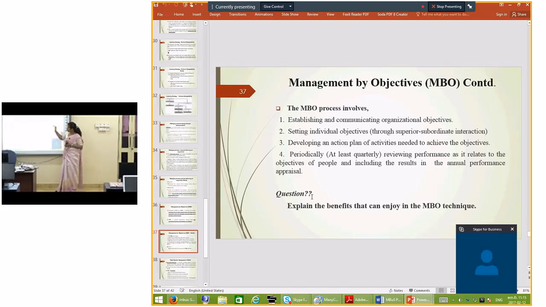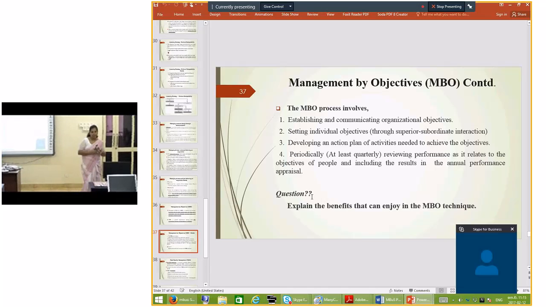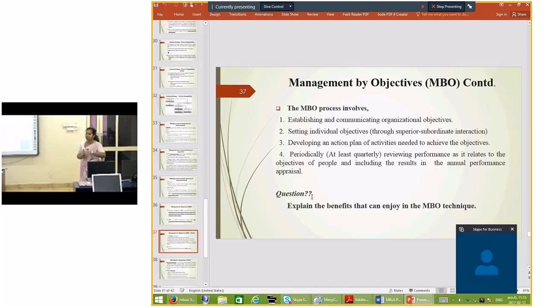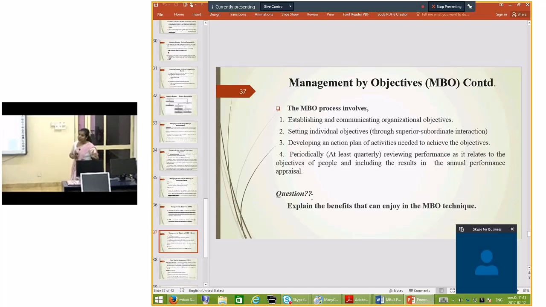This organizational objective we can translate into individual objectives. For example, we can say the employees of the ABC unit have individual targets given to reach the organizational objective of increased profitability by 20%. Understood? So organizational objectives can be translated into individual objectives.